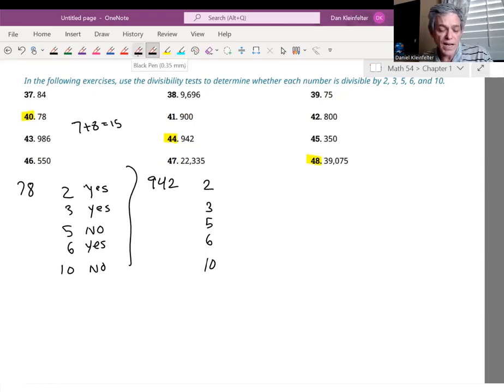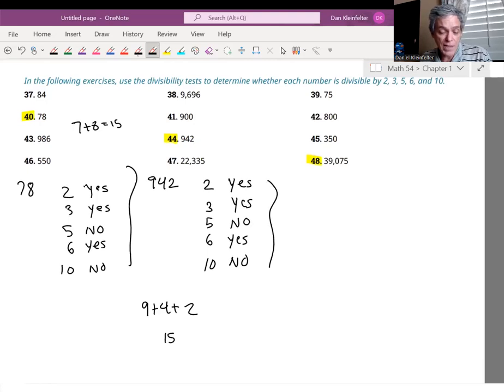Okay, all right, so for 942, it ends in a 2, and so it's going to be divisible by 2. For 3, let me add up the digits. 9 plus 4 plus 2, that's 13, 15. And 15 is divisible by 3, so that means that 942 will be divisible by 3. 5 looks like the answer is no. It ends in a 2, which is neither a 0 nor a 5. For 6, it's divisible by both 2 and 3, so we'll say yes. And 10 looks like no.